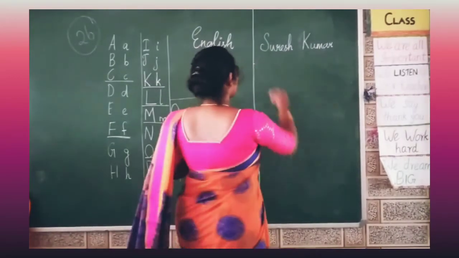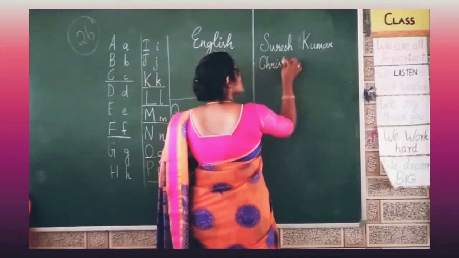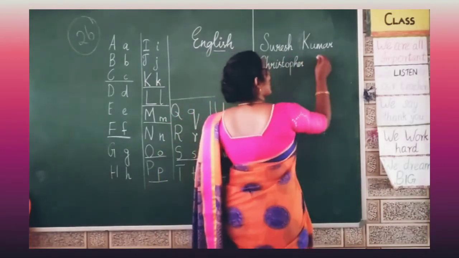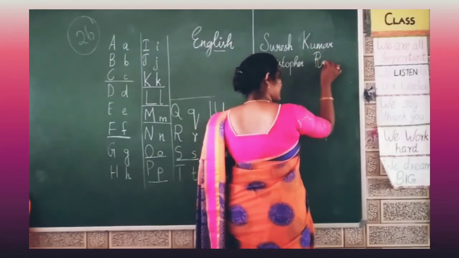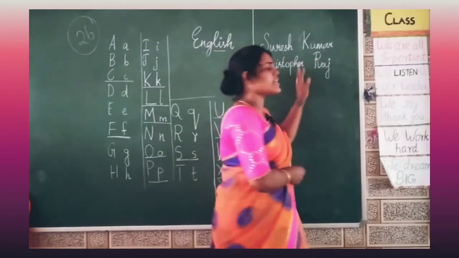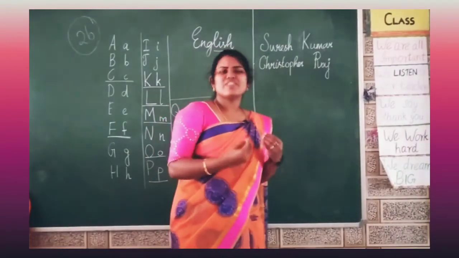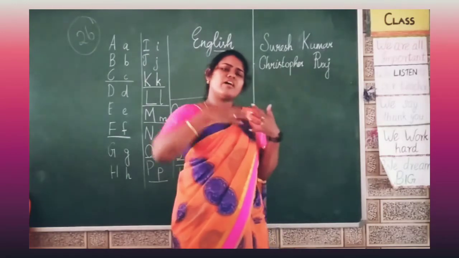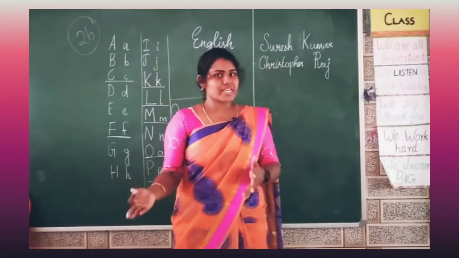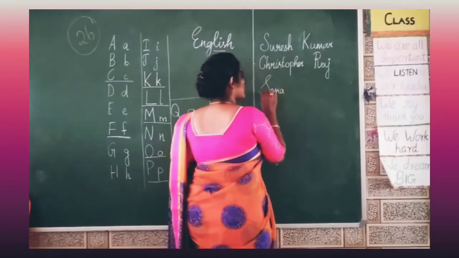Christopher Raj. So fine, Christopher: C starts with capital letter, then C-H-R-I-S-T-O-P-H-E-R. Christopher Raj. Raj again starts with capital letter and continues with small letters. Any other names? Let's go for some South Indian names. Here they given some North Indian names which are not familiar to us, so even that we can try. They have written Sona Dutt, S-O-N-A, Sona Dutt, D-U-T-T.